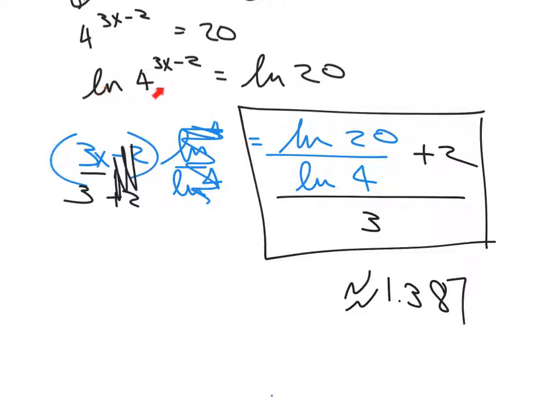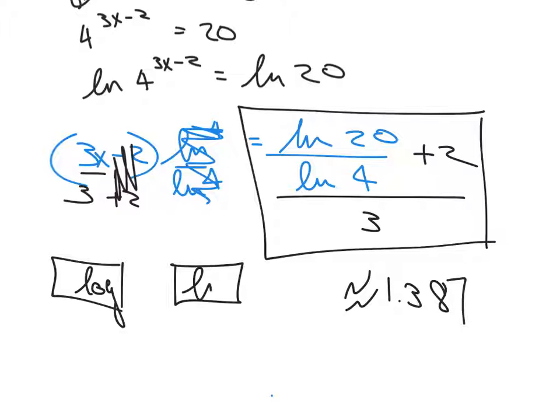And if I wanted to, it doesn't really matter. Instead of taking the ln of both sides, I could have taken the log of both sides. The only difference is when you take the log of 20 over the log of 4, you're using the log button instead of the ln button. It's just which button you push, the ln or the log. The answer is going to be the exact same regardless. Okay?